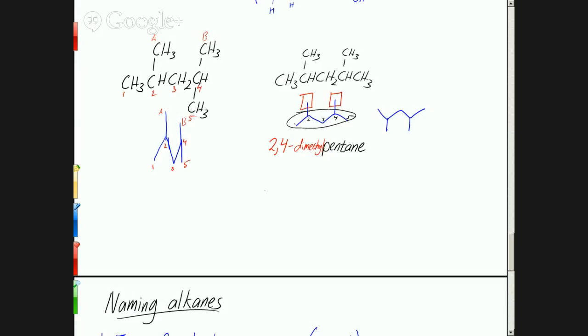And this tells us that we have a pentane or a 5-carbon chain with 2 methyl groups, and those methyl groups are on carbons 2 and 4. All right? Good so far?